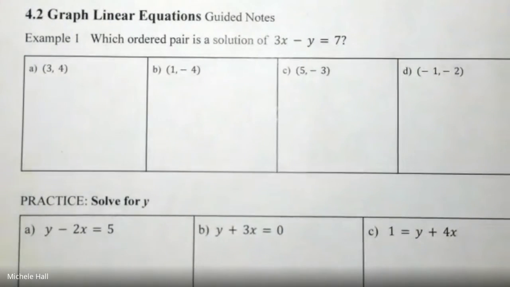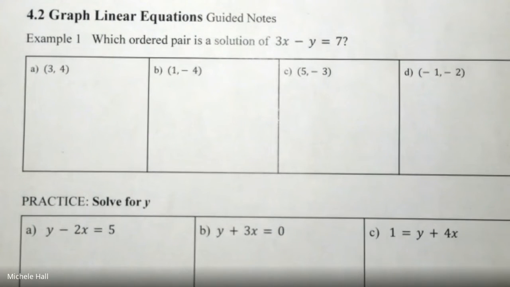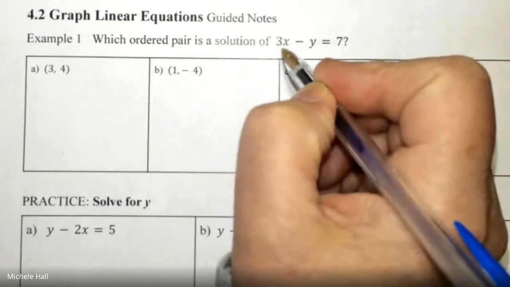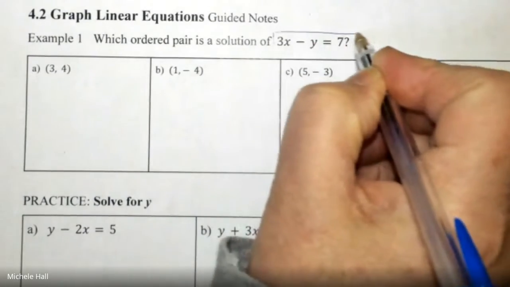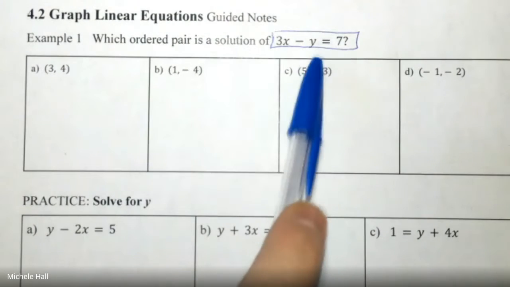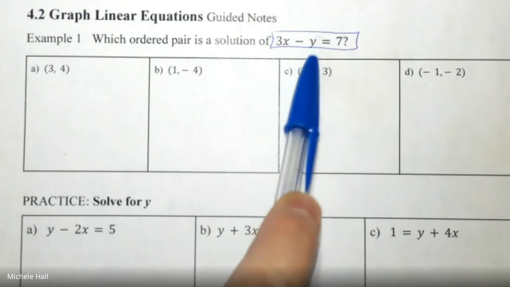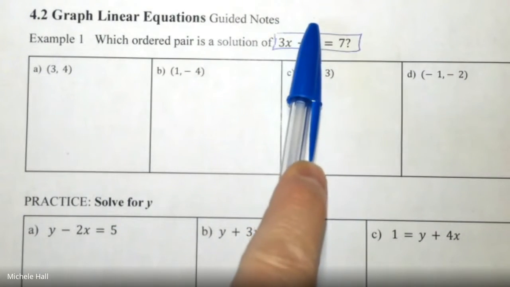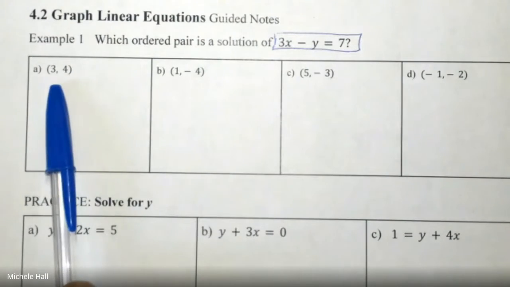4.2. It is asking which ordered pair is a solution to 3x minus y equals 7. So here we have this function. Most of the time, it's going to have x and y in it. And it wants to know which ordered pair is a solution to this function. I have a line. Which one of these points are actually going to be on the line is what they're asking you. What does 3 and 4 stand for?